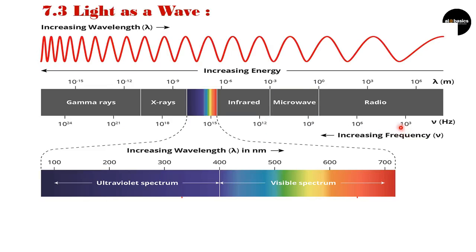Now, our main aim is to focus on the visible region, because we are dealing with light. So we'll focus on the visible region, and here you can see the visible region. This is the ultraviolet spectrum and this is visible. We'll focus on this. The visible region has wavelengths from 400 nanometer up to 700 nanometer.